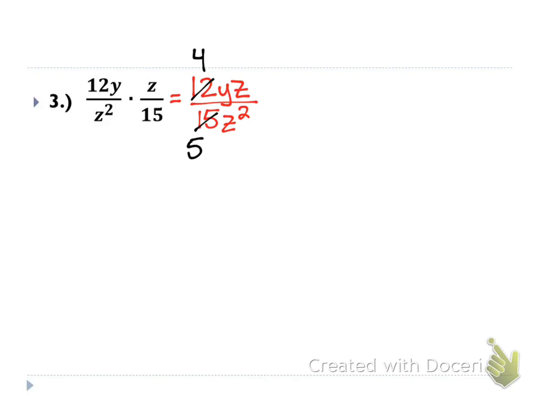Keon, what's something else we can simplify here? Y. Okay, what happens with the z's? What do we end up with? Z to what power? Good. Z to the first goes in the denominator. So now that we're done simplifying or reducing, we're going to write our answer. What goes in my numerator? 4y, and in my denominator? 5z. Can anything else here simplify? No.